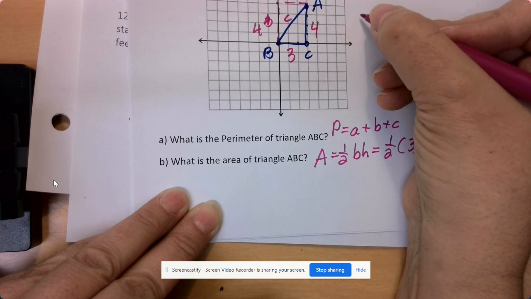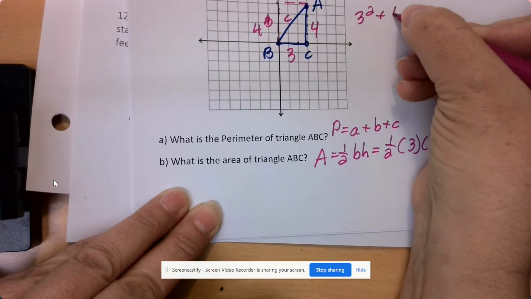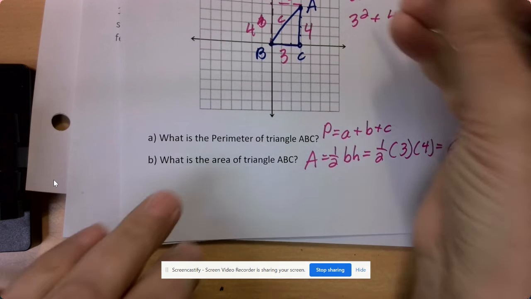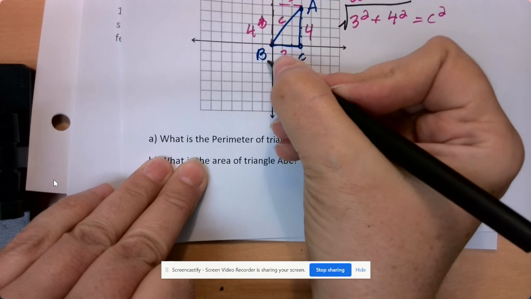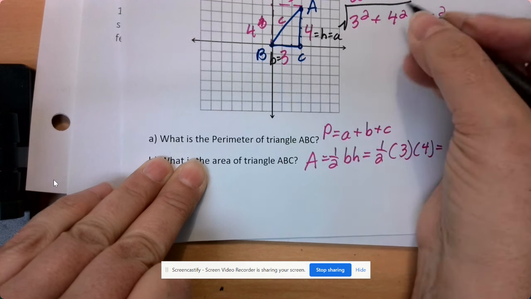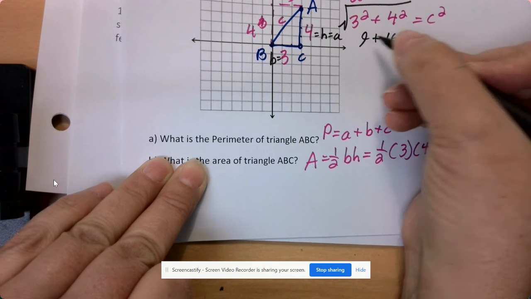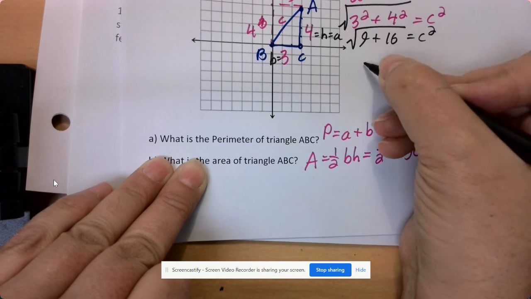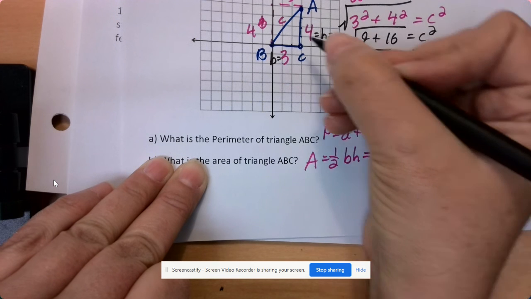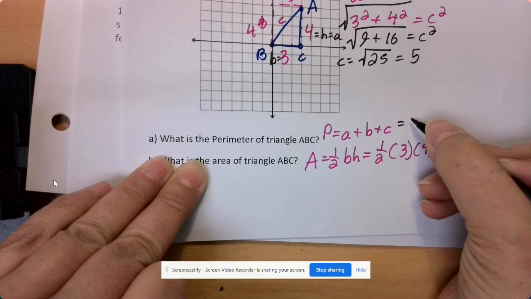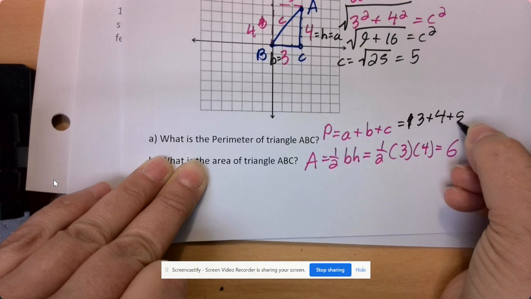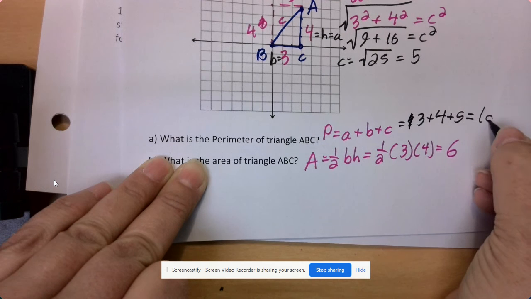So we're going to do 3 squared plus 4 squared equals C squared. Take the square root of that. So everybody, this is the base. And then 4, everybody, is the height and also A. So we get 9 plus 16, which is 25. And then the square root of 25 is going to give us 5. So the side's 5. So when we're adding all the sides together, it's going to be 3 plus 4 plus 5. Give us 12.